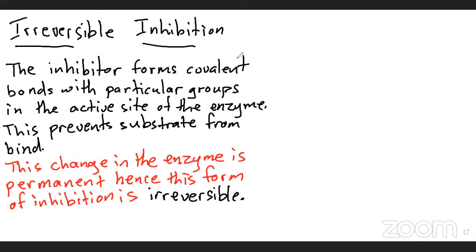In the non-competitive one, where the inhibitor binds the allosteric site and will come back off, that part is reversible. But in this instance, where it is not coming off, or the change that is made is permanent, then that inhibition is irreversible. So once you have a permanent change in the enzyme, then it is irreversible. Is it any clearer? Yes, sir.